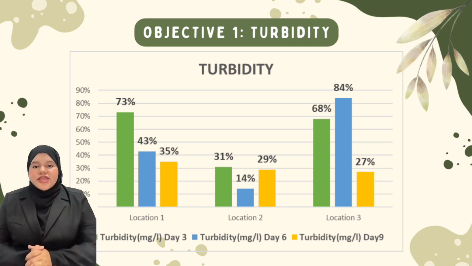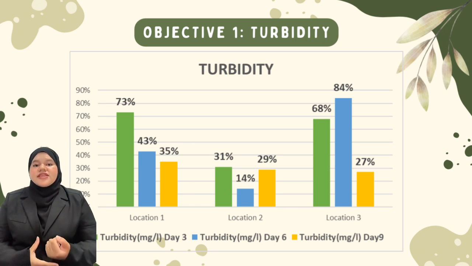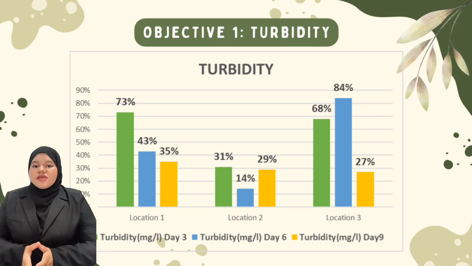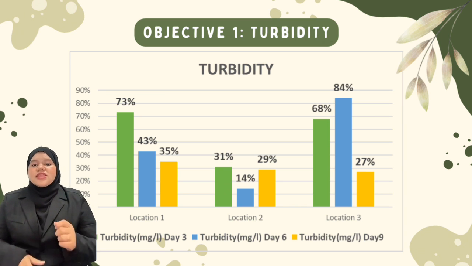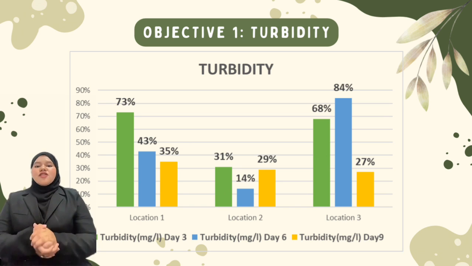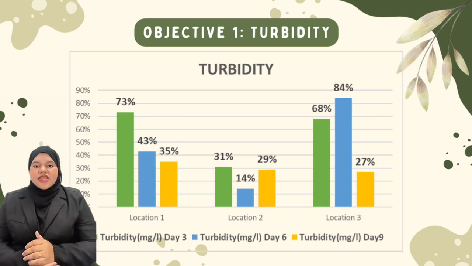However, after a few days, the turbidity started to decrease as the microorganisms inside the mudballs began breaking down organic matter. As a result, the particles settled at the bottom, and the water became clearer. By day 9, turbidity had reduced by 35.4% in Pisces Lake, 29.4% in campus drain, and 26.9% in roadside ditches. This shows that EM mudballs were effective in improving water clarity over time.